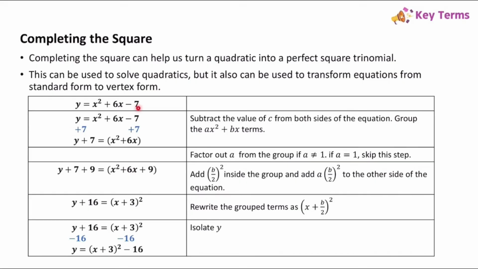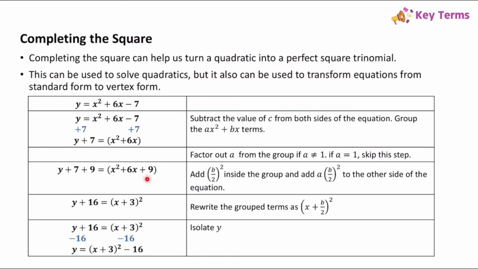In this case, c is negative, so I'm going to do the opposite. I'm going to add 7 to both sides. Then you're going to have y plus 7, and on the right side, I'm going to group that ax squared and bx term. From this group, you're going to factor out a if a is not equal to 1. In this case, a is equal to 1, so I can just skip this step for now. Then we're going to take the value of b, which in this case is 6, divide it by 2, and then square it. So 6 divided by 2 is 3, and 3 squared is 9.